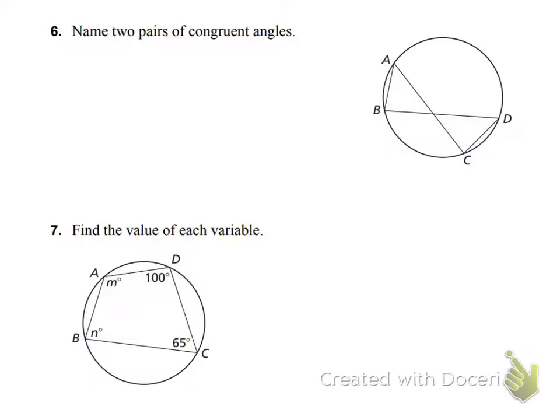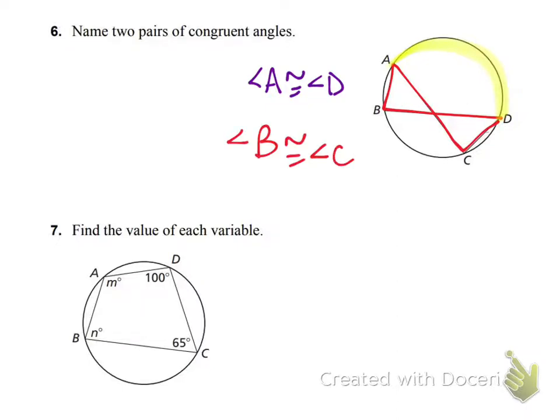Yes. So I'm going to tell you the answers to the first one because it's a lot to read. So angle A starts and stops at BC. So does angle D. So angle A is congruent to angle D. And then also angle B starts and stops at arc AD, and so does angle C. So angle B is congruent to angle C. So those should be your two pairs. You can go ahead and solve the second one.